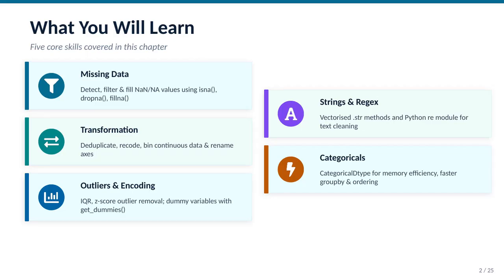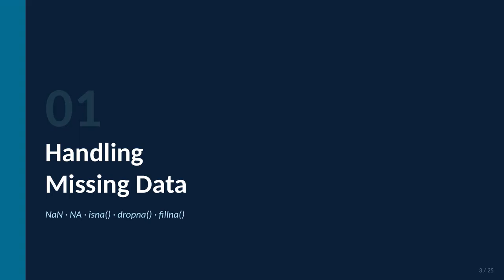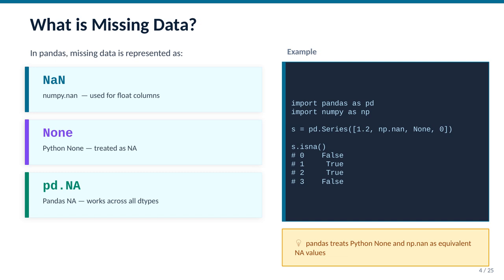We'll cover 5 essential data cleaning skills, from handling missing data to transformation to handling outliers and encoding to dealing with strings and regex for text cleaning using vectorized .str methods. So let's get started. First, we will learn how to handle missing data, a critical component in preparing data for analysis. Missing data is very common in real-world data sets.